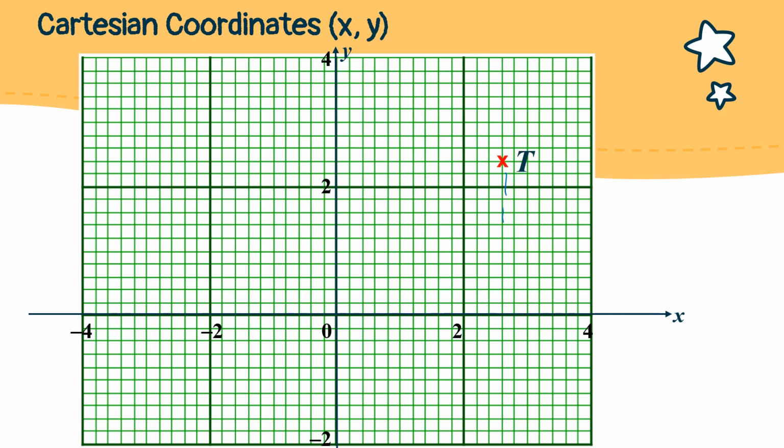For the coordinates of T, the x-coordinate is 2.2, 2.4, and 2.6. For the y-coordinate, we have 2.2 and then 2.4.